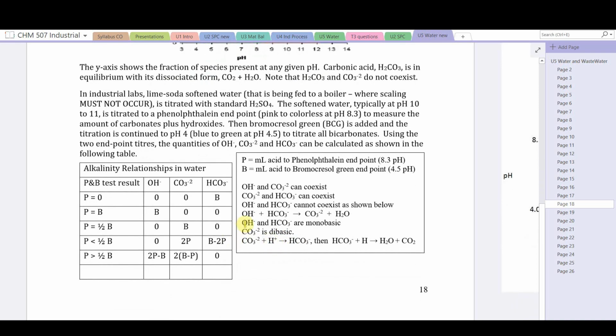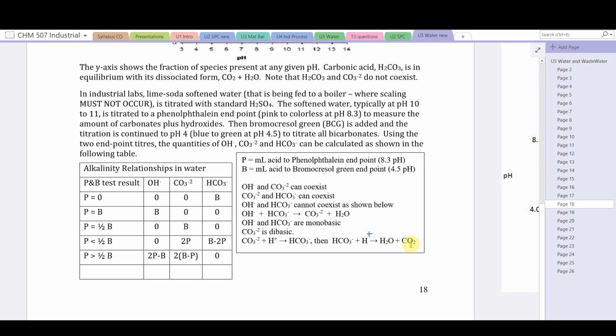Keep in mind that hydroxide and bicarbonate are both monobasic, whereas carbonate is dibasic. So if I want to neutralize carbonate, it'll require one equivalent of hydrogen ion to neutralize to bicarbonate, and then another equivalent of hydrogen ion to neutralize bicarbonate to CO2 and water.